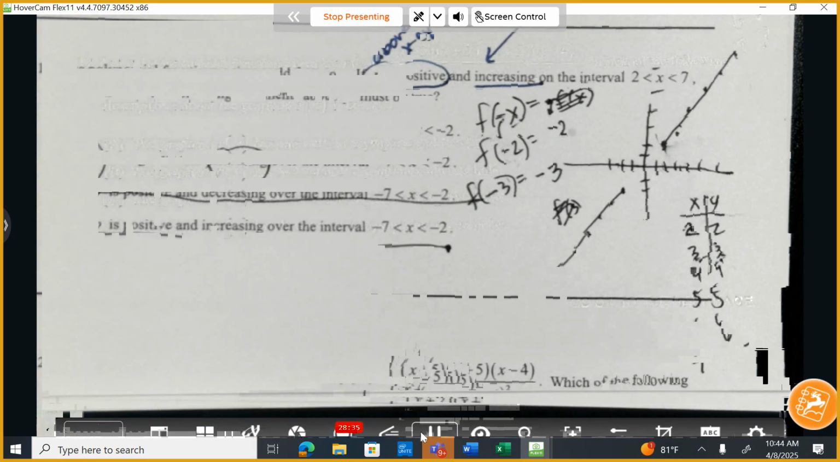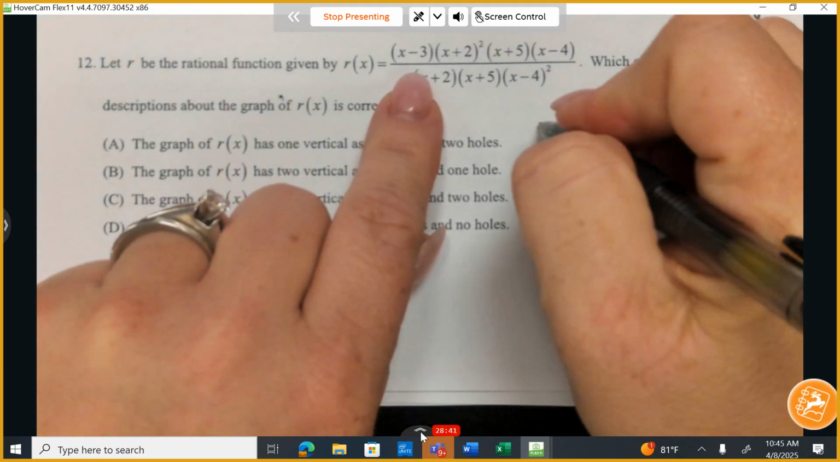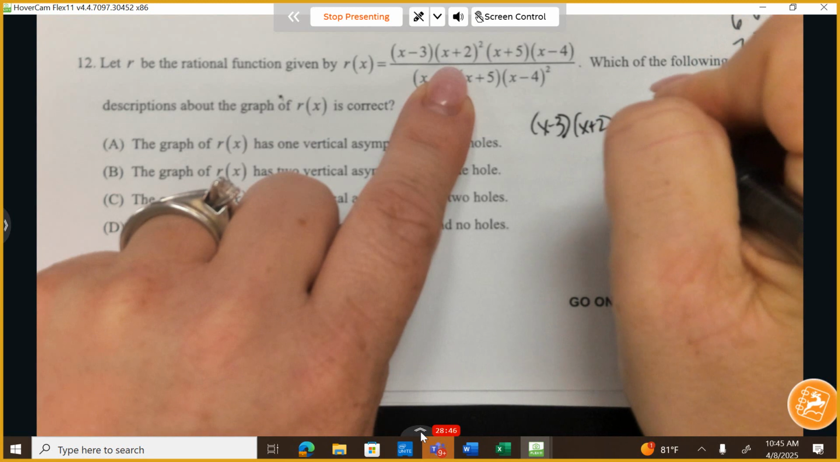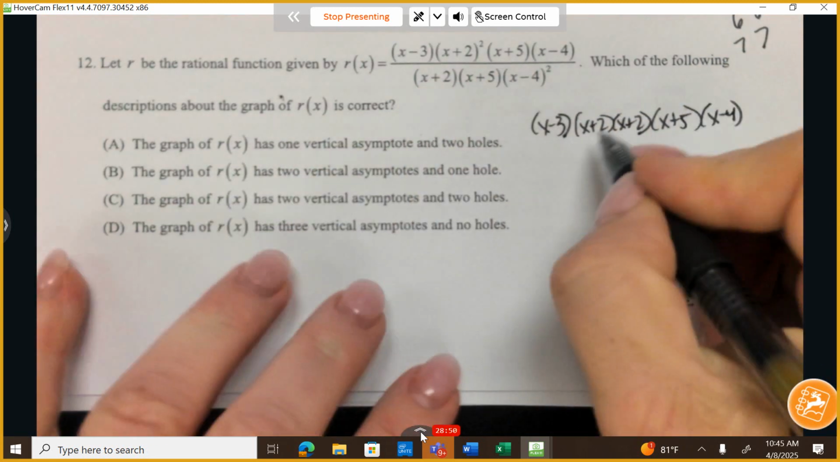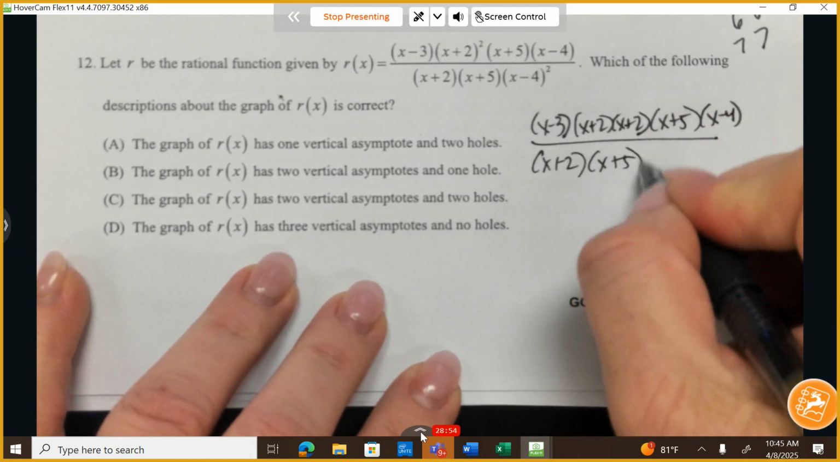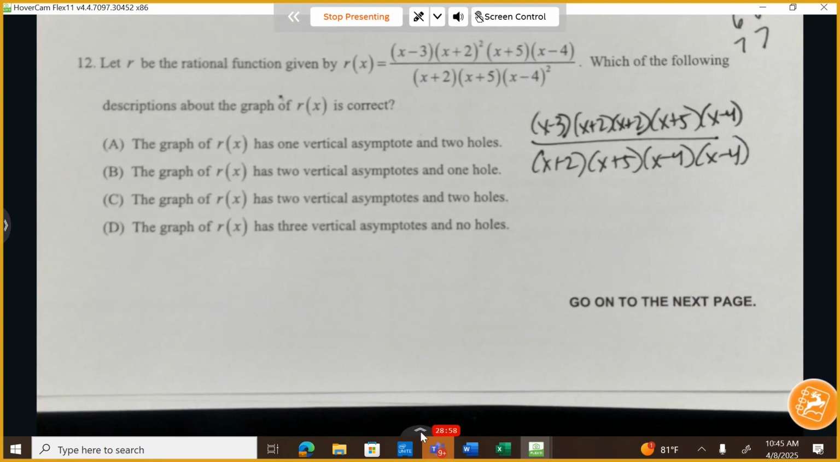Let's look at number 12. Okay, first thing I'm going to do, I'm going to expand this. So I'm not going to FOIL, but I'm going to write this out. So I have x minus 3 one time. I have x plus 2 twice, quantity squared, x plus 5, x minus 4. Please do the same in your paper if you have not done so. I have x plus 2, x plus 5, x minus 4, quantity squared. I'm going to write it down twice. Please do the same.